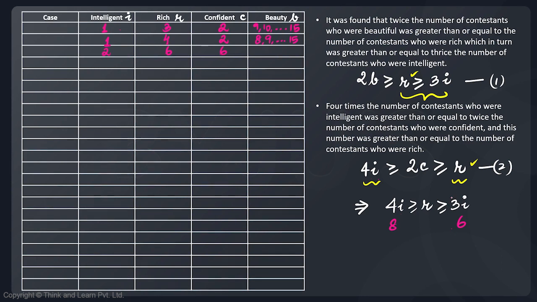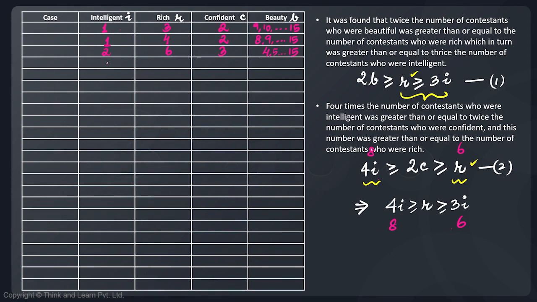Okay. If R is going to be 6 and I is 2, this is 8. So 2C is going to be 6 or more. That means C is going to be 3 and not 6. 2C is 6. That means C is going to be 3. If C is going to be 3, the sum so far is 2 plus 6 plus 3, which is 11. So the value of B is going to be 4, 5 and so on up to 15.